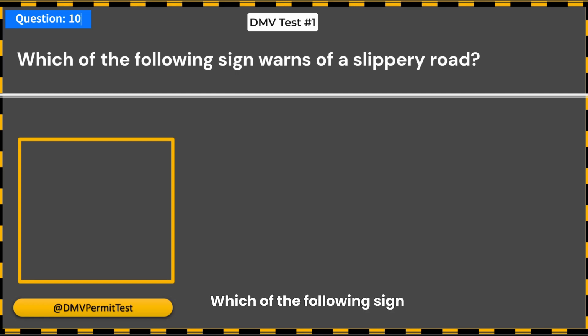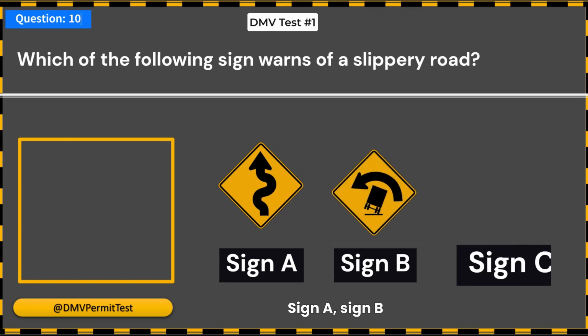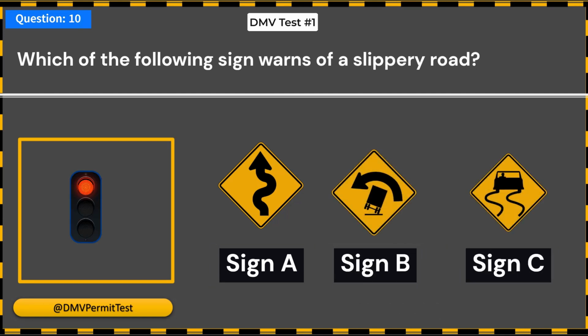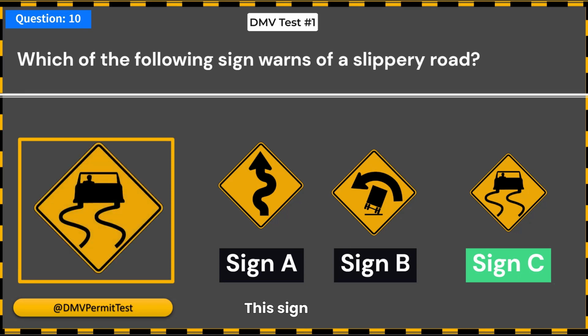Which of the following signs warns of a slippery road? Sign A, sign B, and sign C. The correct answer is sign C. This sign is called slippery when wet. Especially slippery conditions exist when wet. In wet weather, reduce your speed and increase your following distance. Do not accelerate or brake quickly. Make turns at a very slow speed.